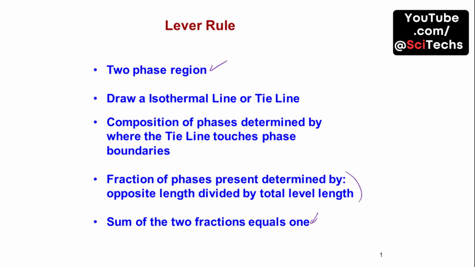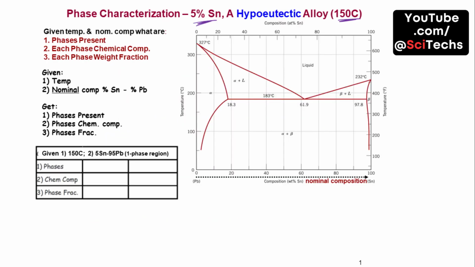By drawing an isothermal line or tie line, we can calculate the fraction of phases present based on the lengths of the segments. Let's characterize a 5% Sn hypoeutectic alloy at 150 degrees Celsius. We will identify the phases present, their chemical composition, and the weight fraction of each phase. This process is essential for understanding the material properties.